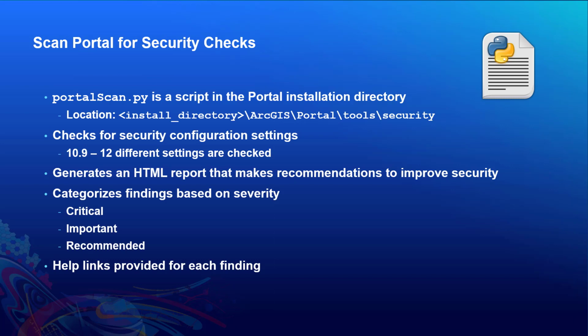Now, similar to the ArcGIS Server security checks, we also have a Python script that inspects your portal and generates an HTML report with recommendations. There are 12 different security settings that are scanned, and they are divided up into 3 different categories based on the severity: critical, important, and recommended.